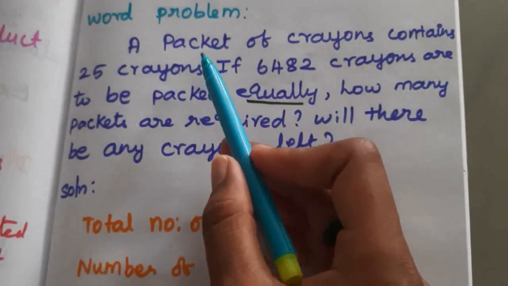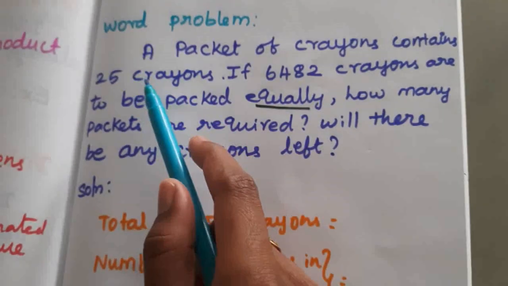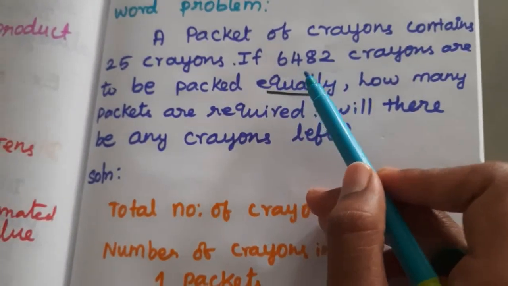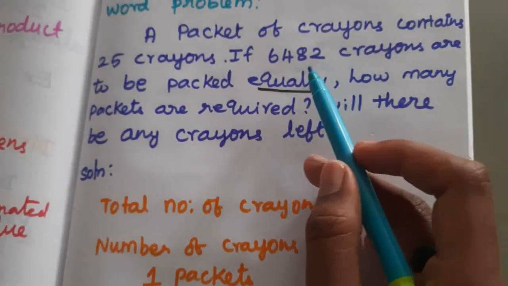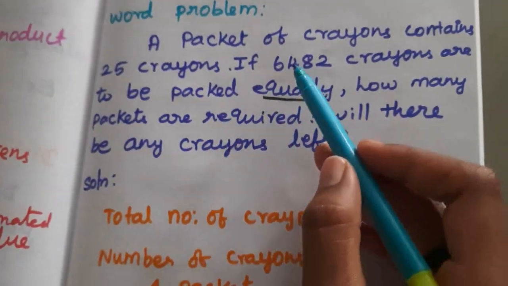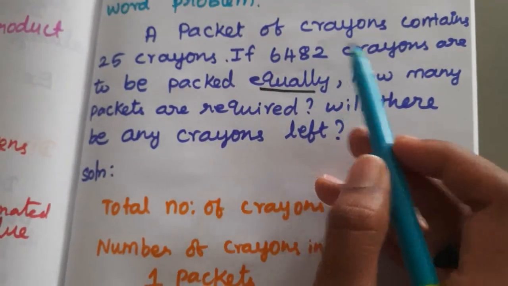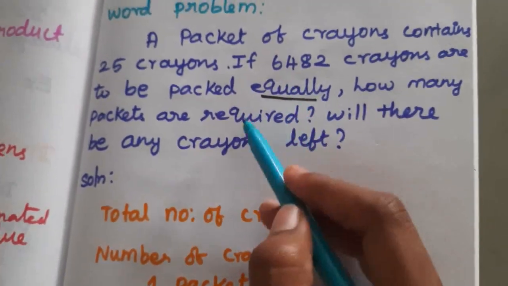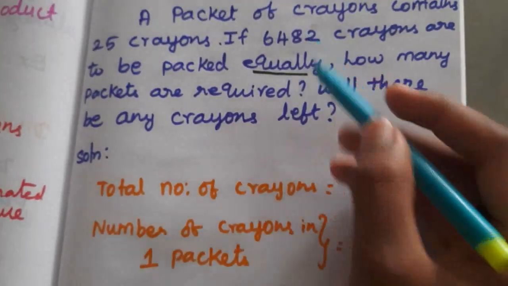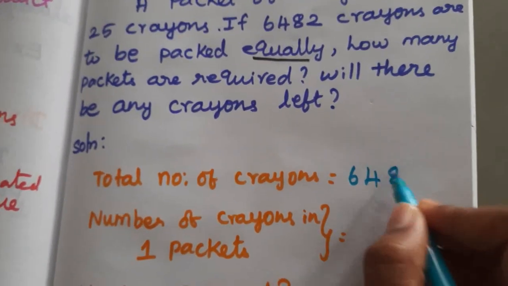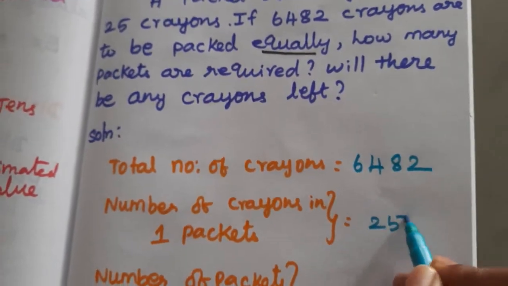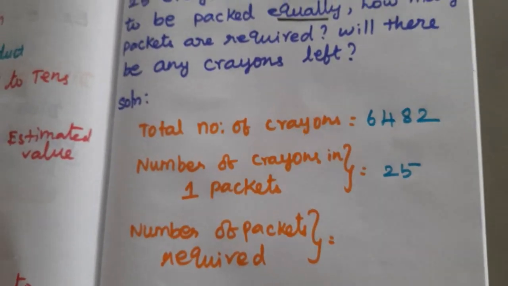Okay. See, in the question itself they gave the clue also. What is given in the question? One packet contains 25 crayons. The total number of crayons is 6482. So the total crayons they gave, and how many crayons one packet contains they gave. What they asked: if 6482 crayons, how many packets do we need? Okay, so see here, total number of crayons is 6482. Number of crayons in one packet is 25. Number of packets required, that we have to find.